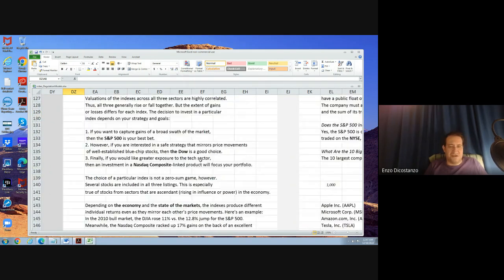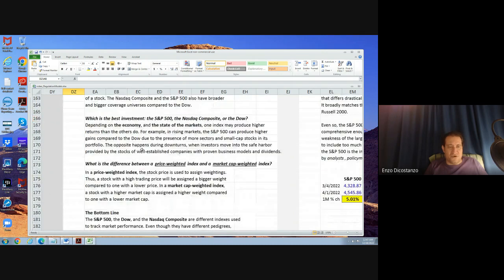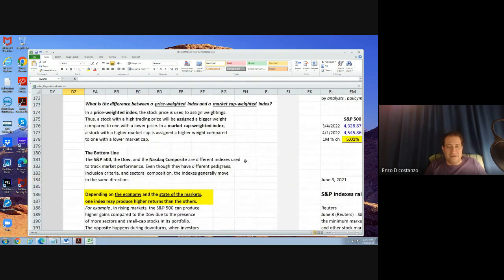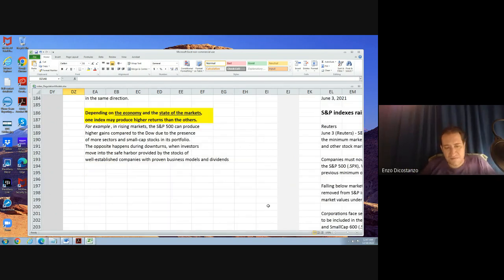And there's a couple of questions here. The difference, I think we talked about this. What's the best investment? What's price weighted versus market cap weighted? And then your conclusion is the S&P 500, the Dow, and the Nasdaq are different indices. They track market performance, even though they have different pedigrees, inclusion criteria, and sectoral composition. The indexes generally move in the same direction. Depending on the economy and the state of the markets, one index might produce a higher return than the others. The S&P 500 can maybe do better in an expansion relative to the Dow, but the Dow might not lose as much on the downside. If you're made up of more small caps and you cover more sectors, you could maybe produce a little bit better return.